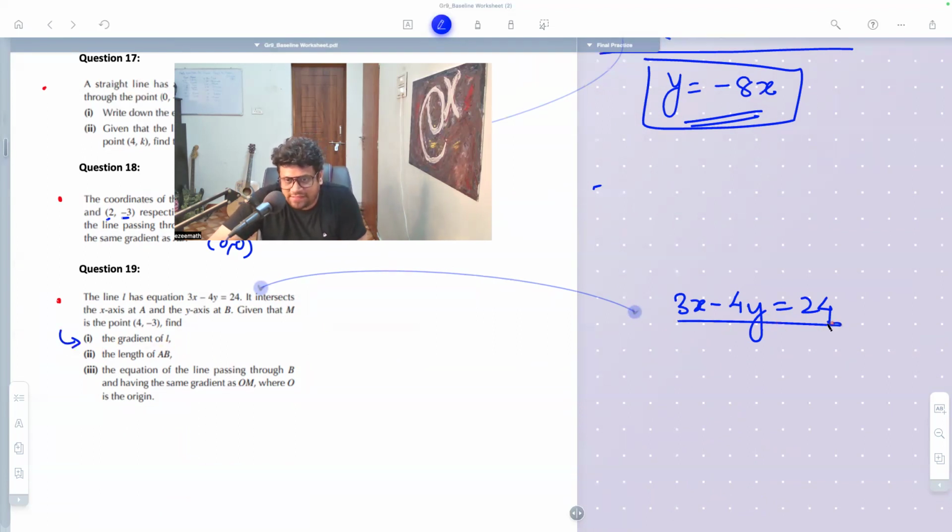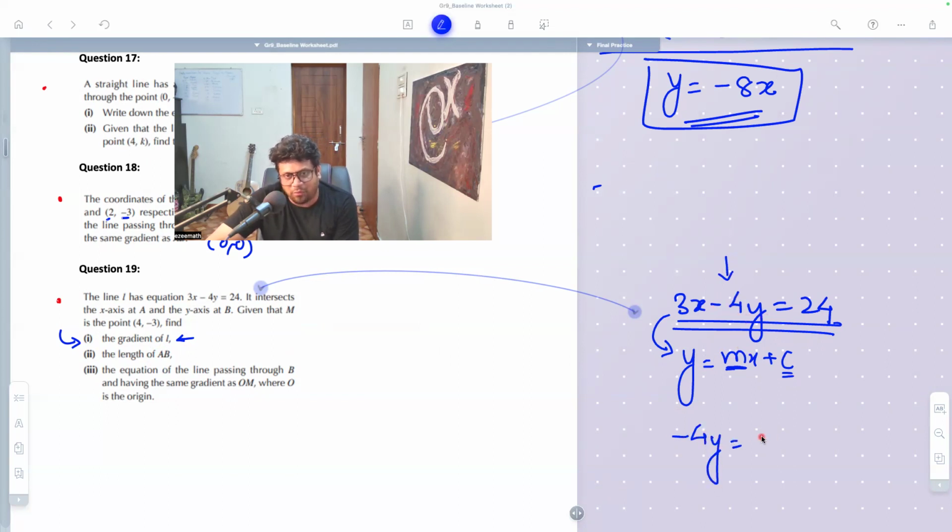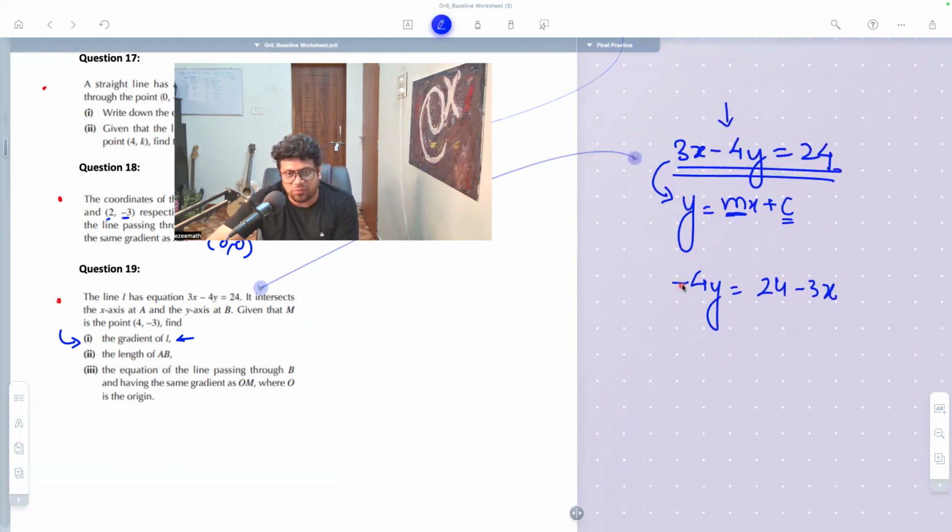Well, if this is the equation of the line, I can actually transform it, bring it to y equals mx plus c form, clearly seeing what the m value and c value are. And that helps me find out the gradient because the m that I get by transforming this is the gradient. Well, let's see. I'm going to try to make y the subject here. -4y is supposed to be 24 minus 3x. Now multiplying both sides by -1, trying to get rid of that -4.